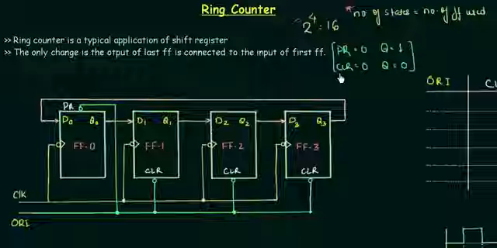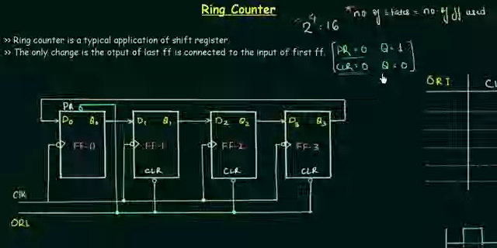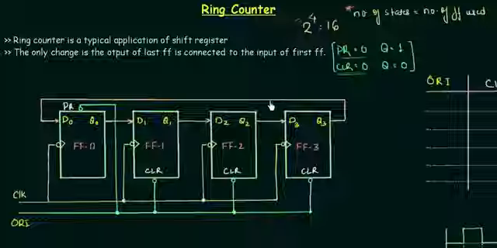There is a very important point you have to remember regarding this preset and clear. Whenever preset is equal to 0 or clear is equal to 0, the output is going to be 1 and 0 respectively, and it doesn't look for the value of the clock or D, the input. Whatever be the value of the clock or whatever be the value of the input, whether you are using the JK, T, SR or D flip-flop, the output is going to be 0 or 1. That's why we call them overriding inputs. They are going to override your output.